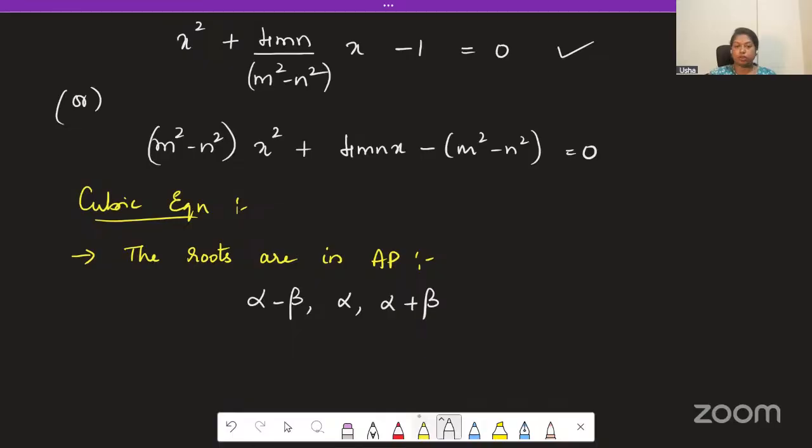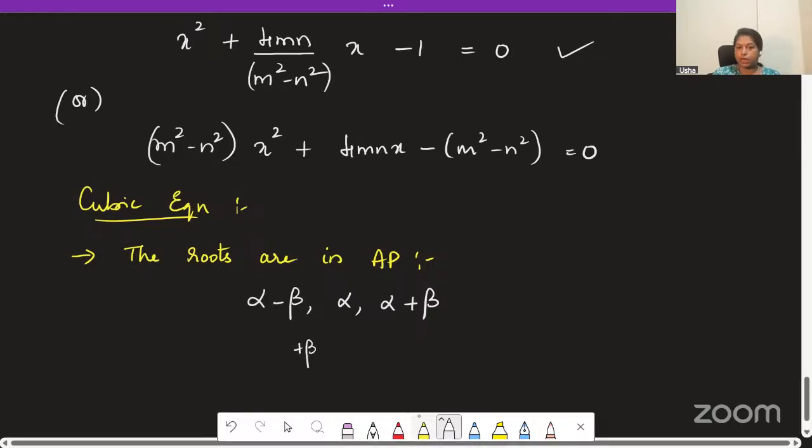Okay. For a cubic equation, in the question, if they have given that the roots are in AP, take the roots as alpha minus beta is one root, alpha is another root, alpha plus beta is another root. What is arithmetic progression? They have a common difference, right? For this, if you add beta, you will get alpha because minus beta and plus beta get cancelled. For this, if you add beta, you will get the next one. Okay. So this is how you have to take if they have given roots are in AP.